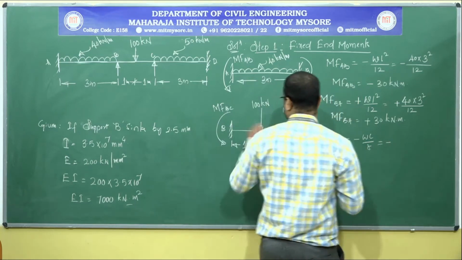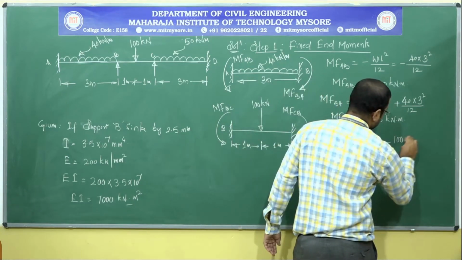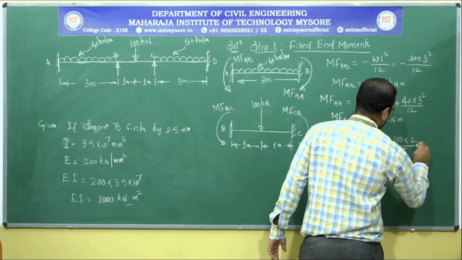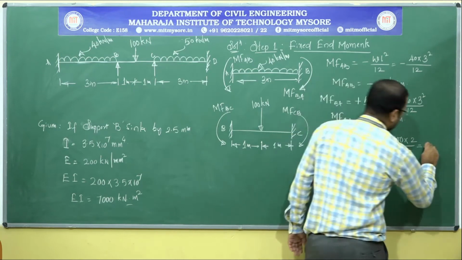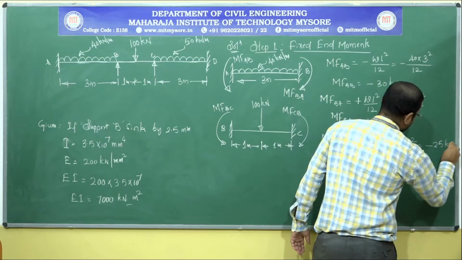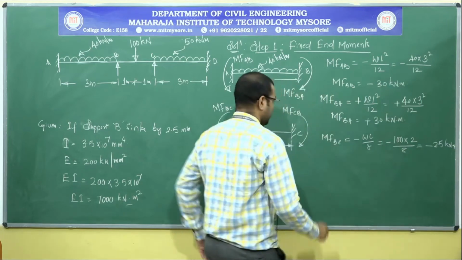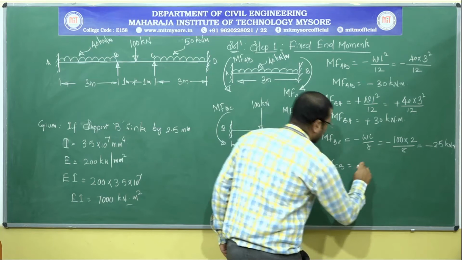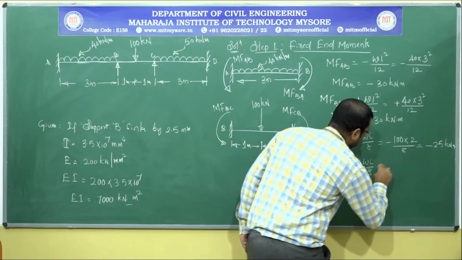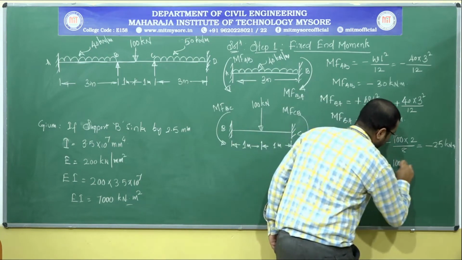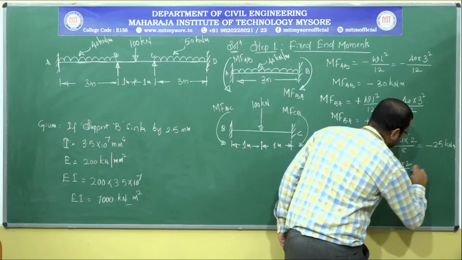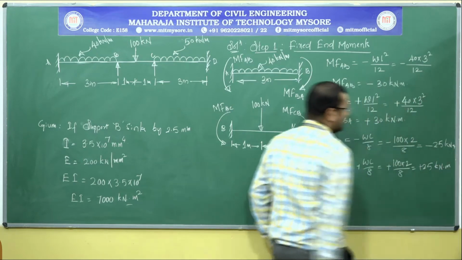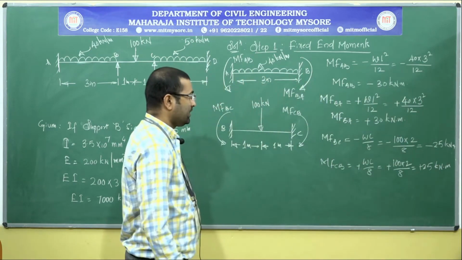So it is minus W, here 100 kilonewton, into L is 2 meter, divided by 8, which yields to minus 25 kilonewton meter. Similarly, MF CB is plus WL by 8, so it is plus 100 into 2 divided by 8, which yields to plus 25 kilonewton meter, right.